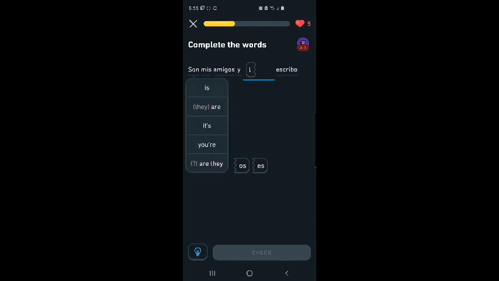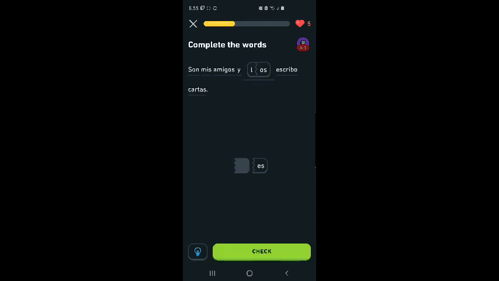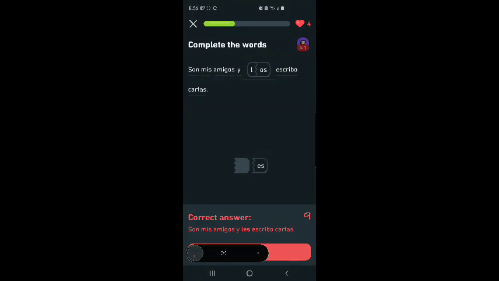Son. My amigos, my friends are, and. I don't know what this is trying to say. I think it's saying we are writing letters, but I'm not sure, and it's not going to tell me, and that's frustrating. This pisses me off. I can't get my head around this. Son mis amigos y los escribo cartas. Son mis amigos. I'm going to look that up later. That's ridiculous. Son mis amigos y les escribo cartas. I'm really frustrated. Can you tell?